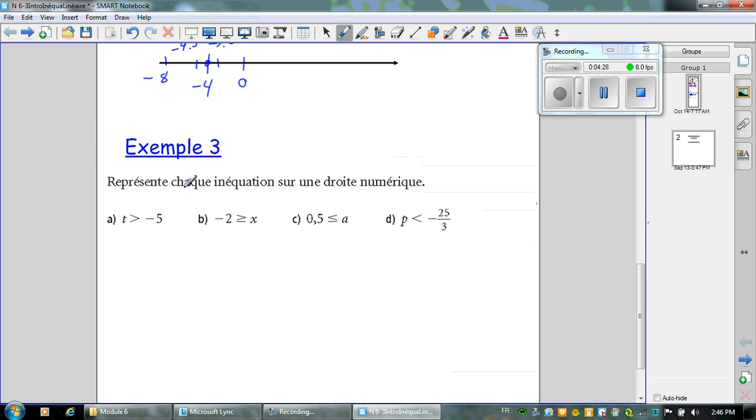Now we're going to represent each of these on a number line. So how do you represent? Well, this is how. For the first one, you just draw a number line, just a straight line. You identify the number, negative 5. If it's not underlined, you do an open circle. Now you want the numbers that are greater than. Greater than is to the right, so you make an arrow. All the numbers to the right of negative 5 are okay.